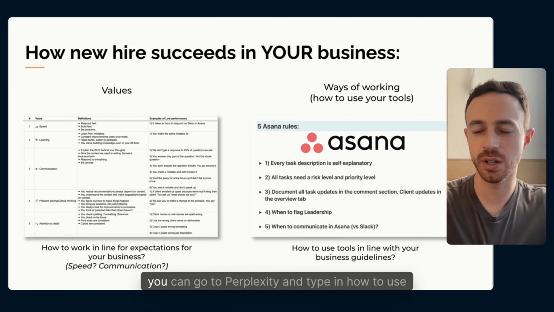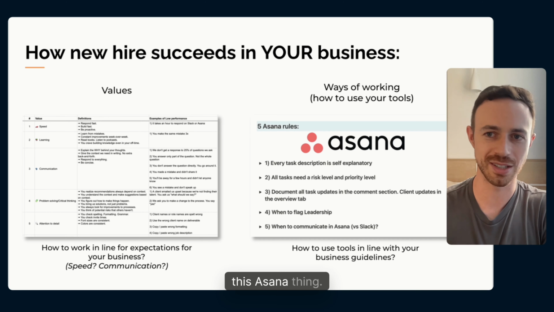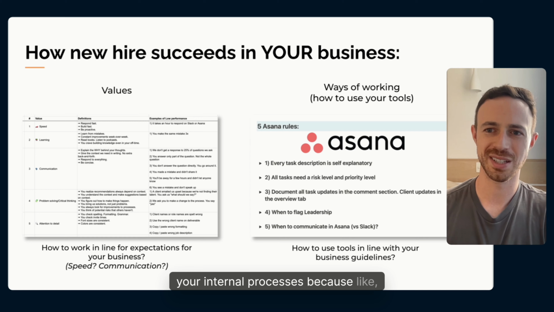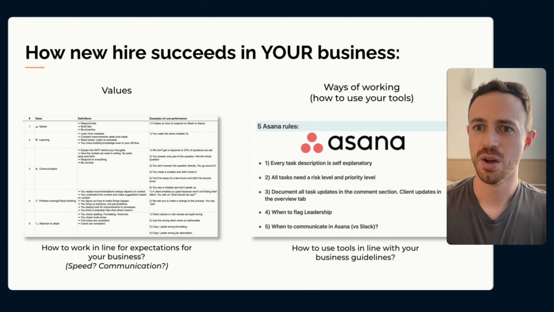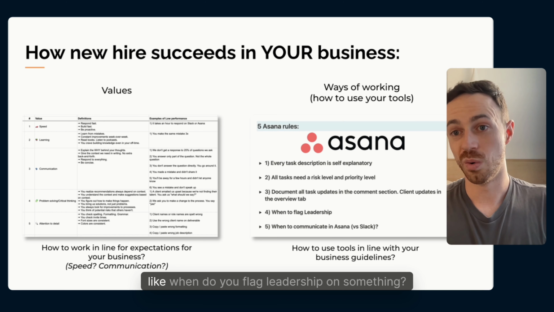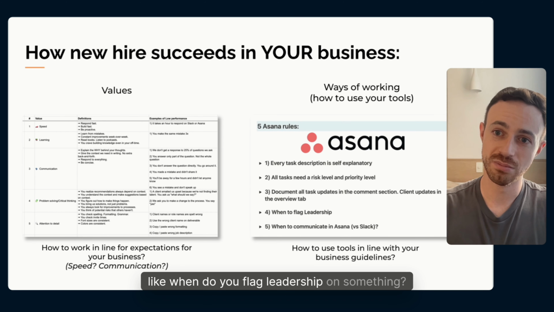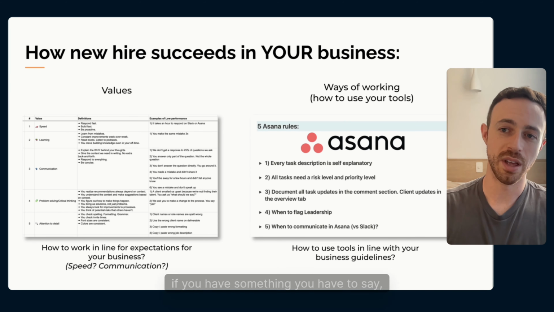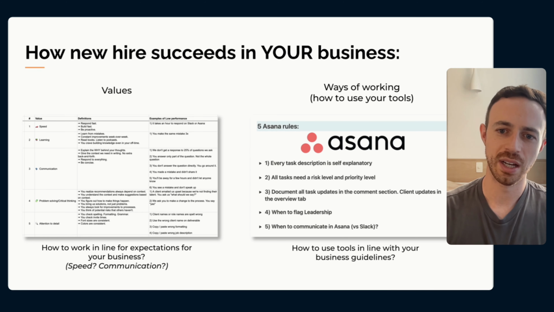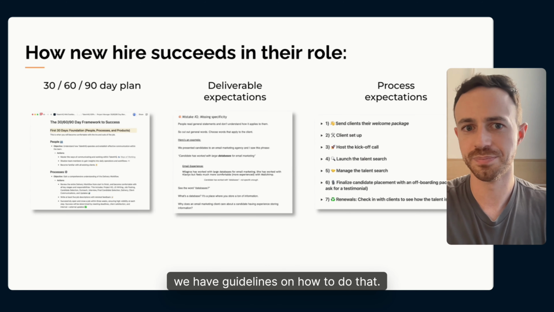If you can Google it, if you can go to Perplexity and type in how to use this Asana thing, it should not be in your internal processes, because that's how everyone can use it. What's most important is how you use it specifically. As an example, when do you flag leadership on something? If you have something you have to say, do you say it in Slack or Asana? We have guidelines on how to do that.